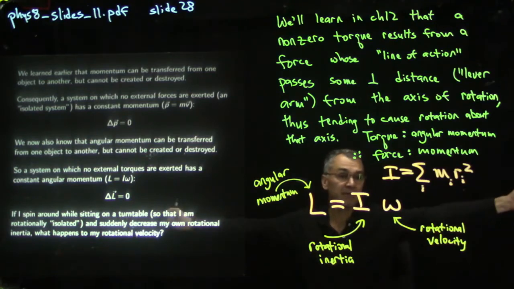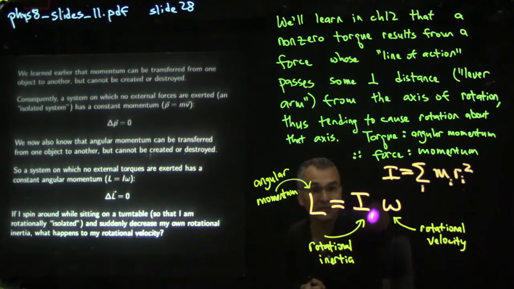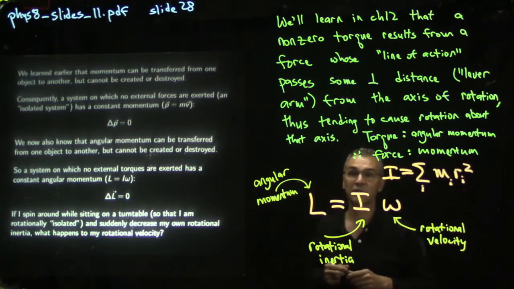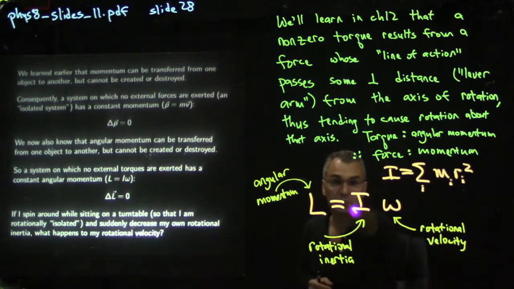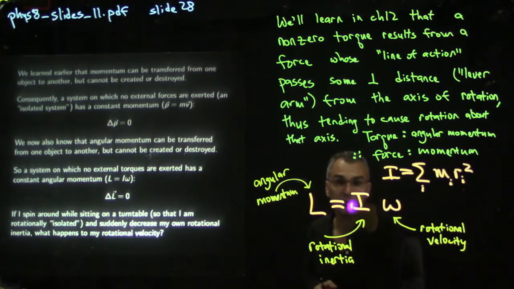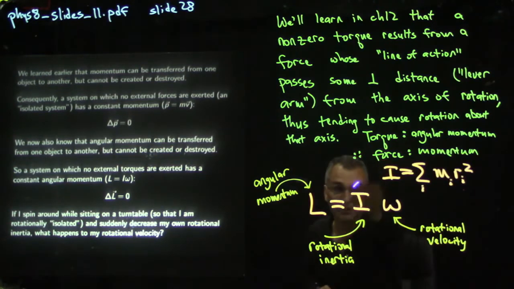So if I take that mass and I suddenly pull it into a much smaller radius, then I'm suddenly decreasing my rotational inertia. And if I'm rotationally isolated, then my angular momentum should be constant. So if the product of these two numbers is constant and I suddenly make the first number much smaller, then I guess the second number has to become much bigger to keep the product constant.